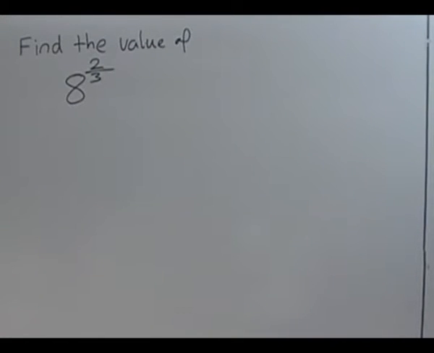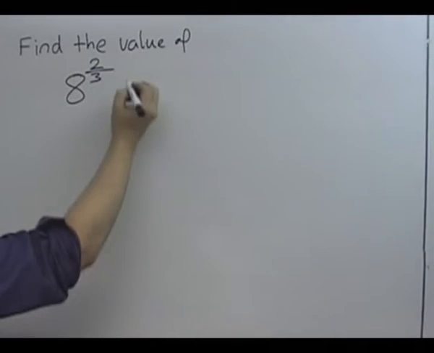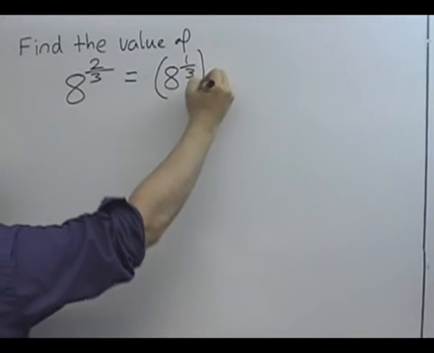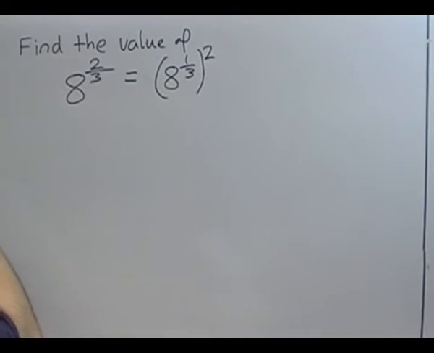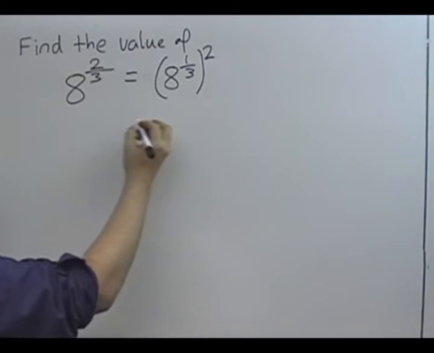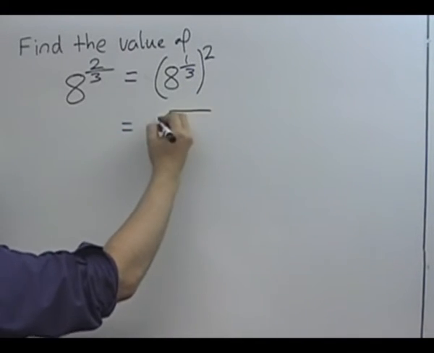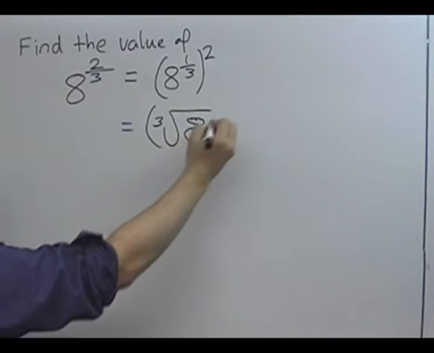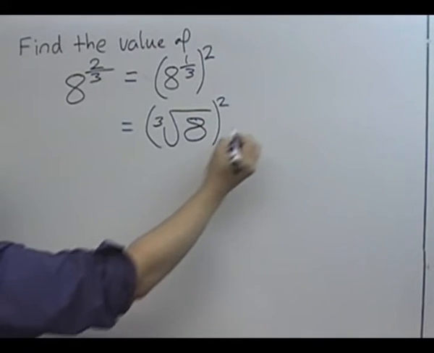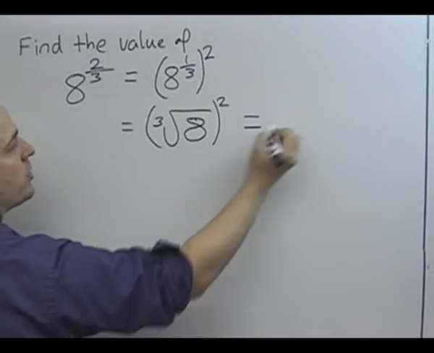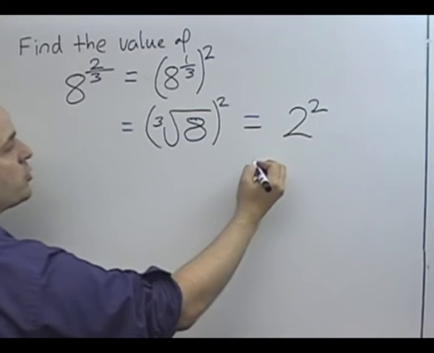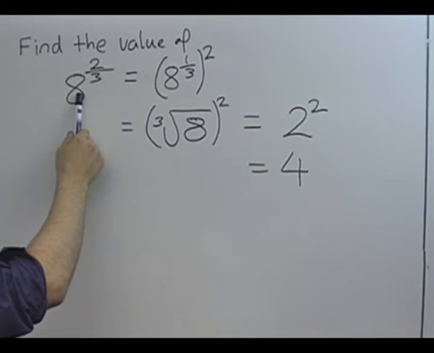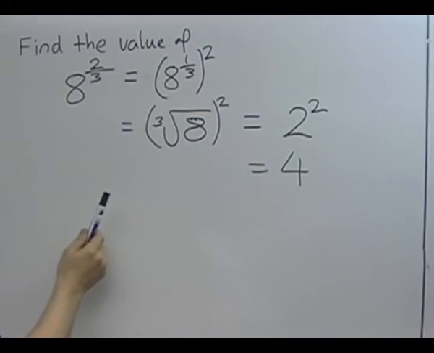Here's an example of a fractional power. Okay, this can be rewritten as 8 to the power of a third, squared. 8 to the power of a third is the same as doing the cube root of 8. And before we've realised the cube root of 8 is 2, and then squaring it. So this would be the same as doing 2 squared, which would be 4. So the value of 8 to the power of 2/3 is 4.